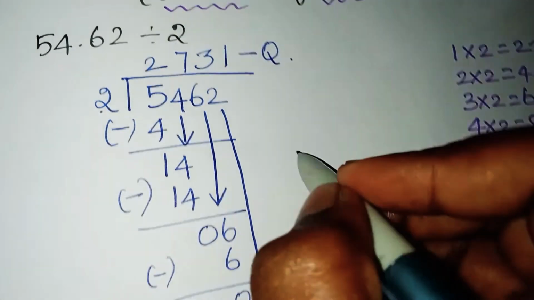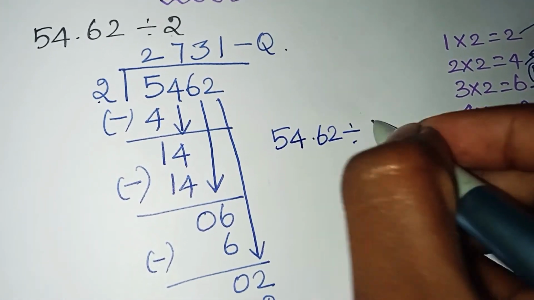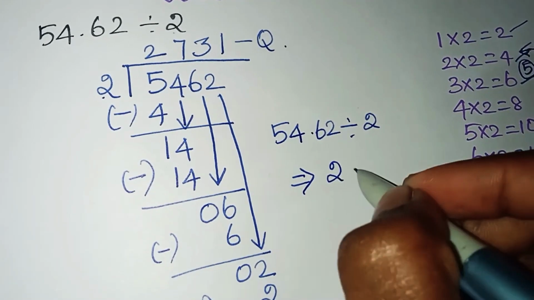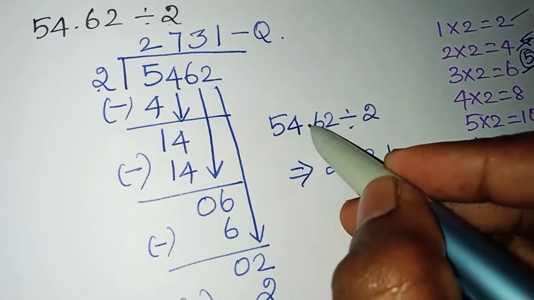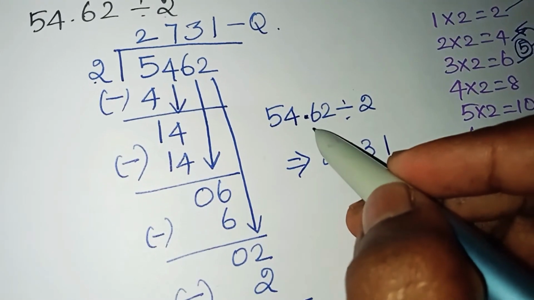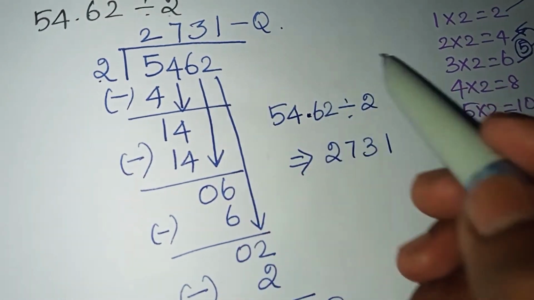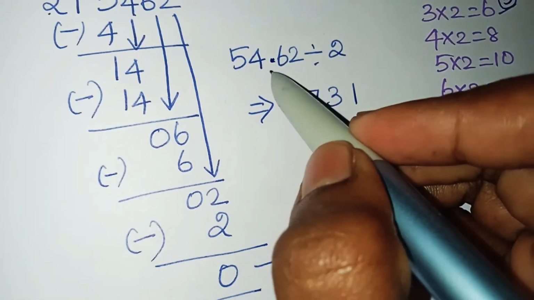So answer வந்து எப்படி எழுதலாம்னா, 54.62 divided by 2 equal to, we get quotient என்ன கிடைச்சிருக்கு, 2731. We get 2731. Here in our question we have point இருக்கு. So point remove பண்ணிட்டு தான் நம்ம வந்து sum போட்டிருக்கோம்.